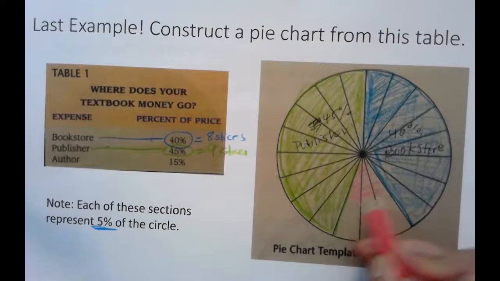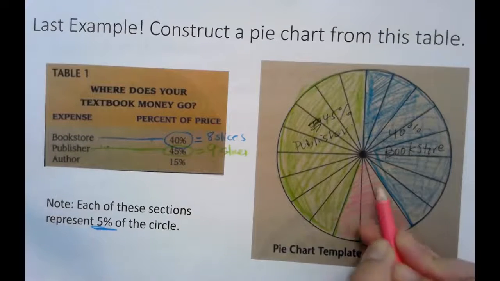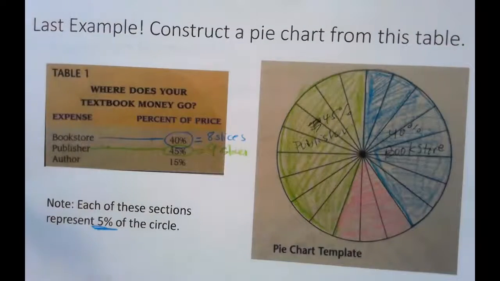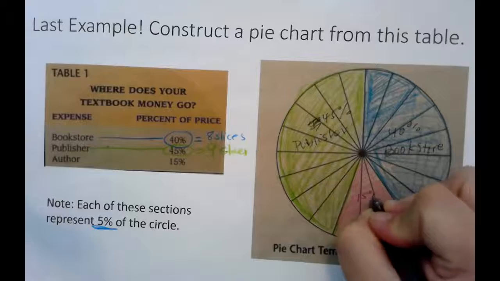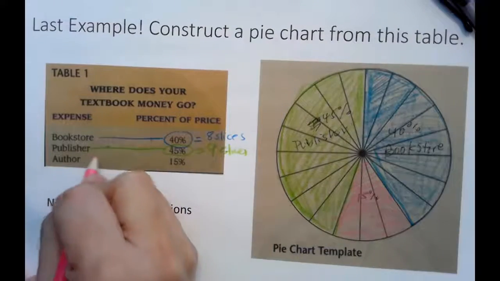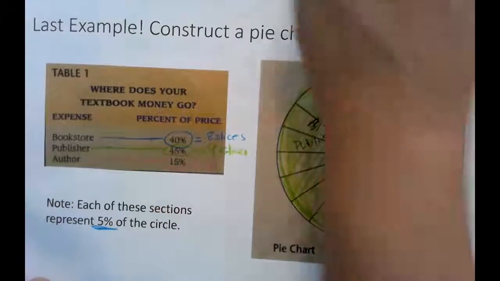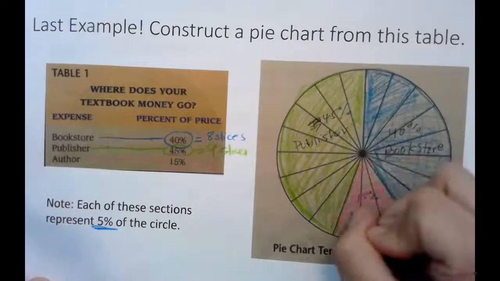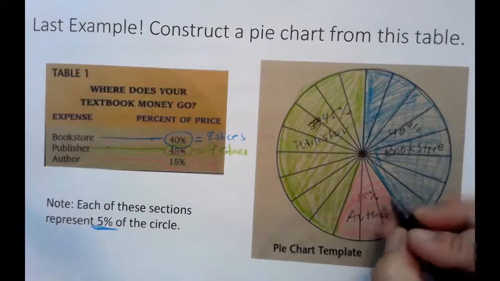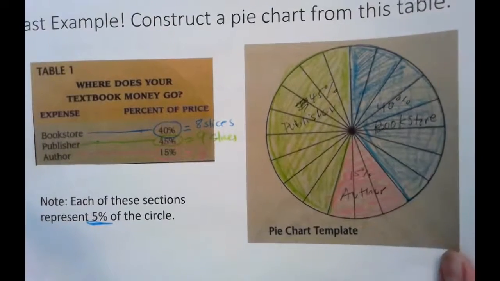So you can just see that here, and we're going to label it, of course. So this is 15%. How did we know to do 3? Well, it's the only thing that was left, and also 3 times 5 is 15. So author. Awesome. There you go.